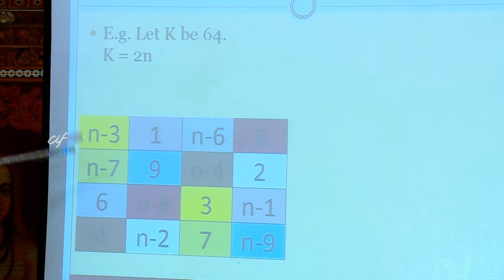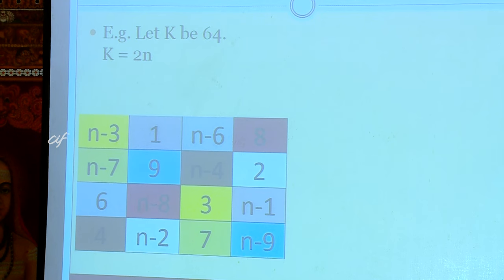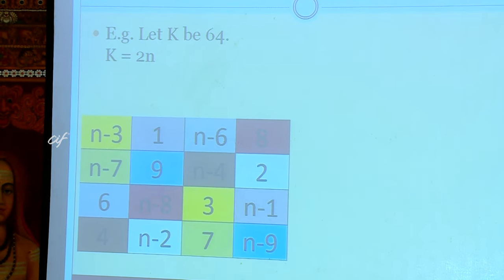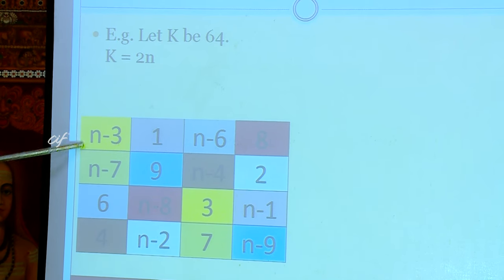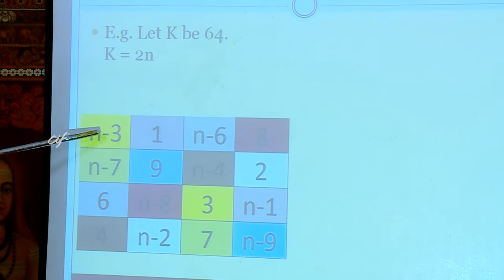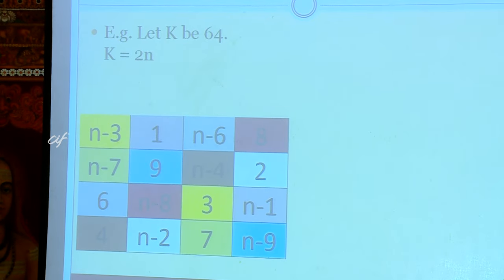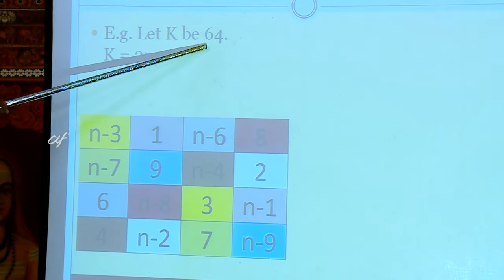This is just an easy way of remembering the positions. It is not because of the positions, the positions do not have any magic because of which the result is a magic square. Actually, we are placing numbers in such a way that if we add any row or column, we will get the same total. So now you can take any value, say 60 instead of 64.